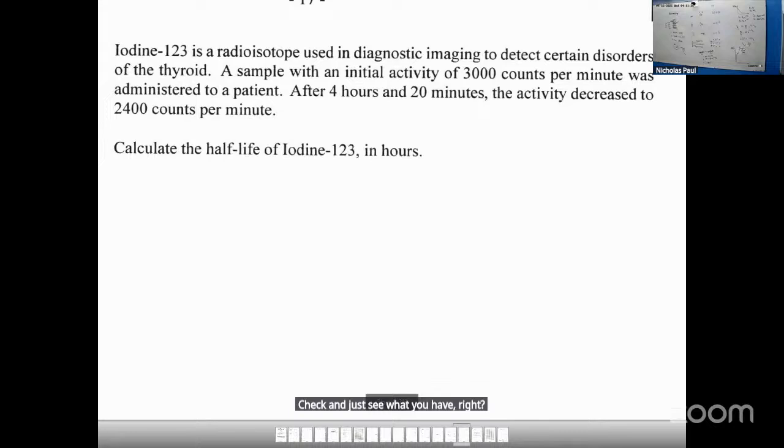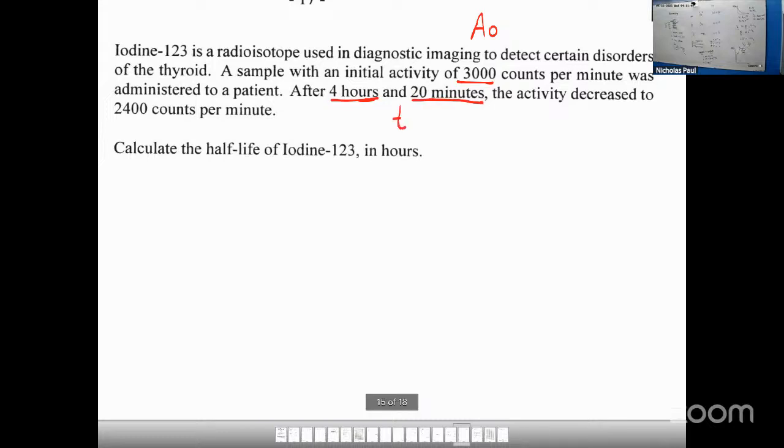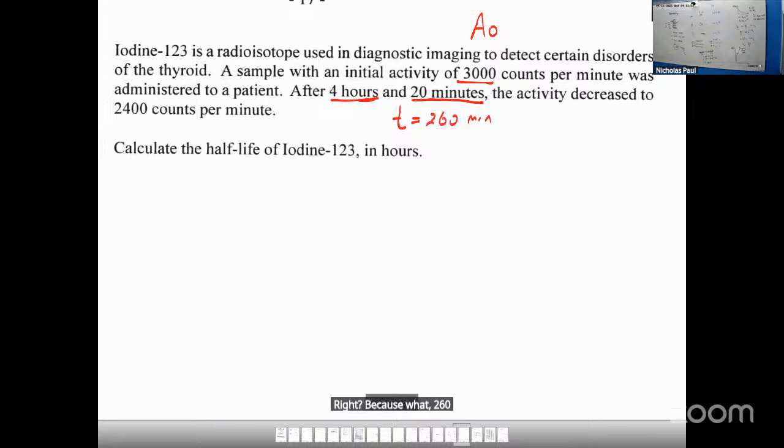The initial activity is 2000, so that's A naught. After 4 hours and 20 minutes, so that's time, right? That's 260 minutes. The activity decreased to this value here, so that's the new activity. So you need to find lambda.